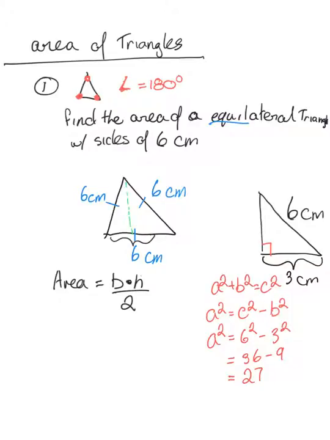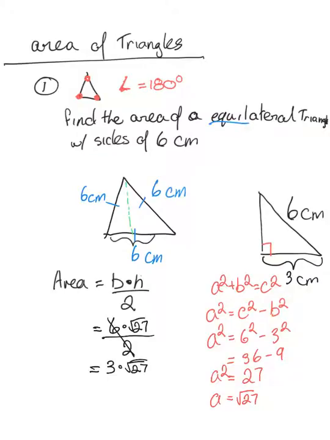That means that the height of the triangle is the square root of 27, because a squared equals 27, so a equals square root of 27, meaning the area equals base, which is 6, times square root of 27 over 2, which equals 3 times square root of 27.